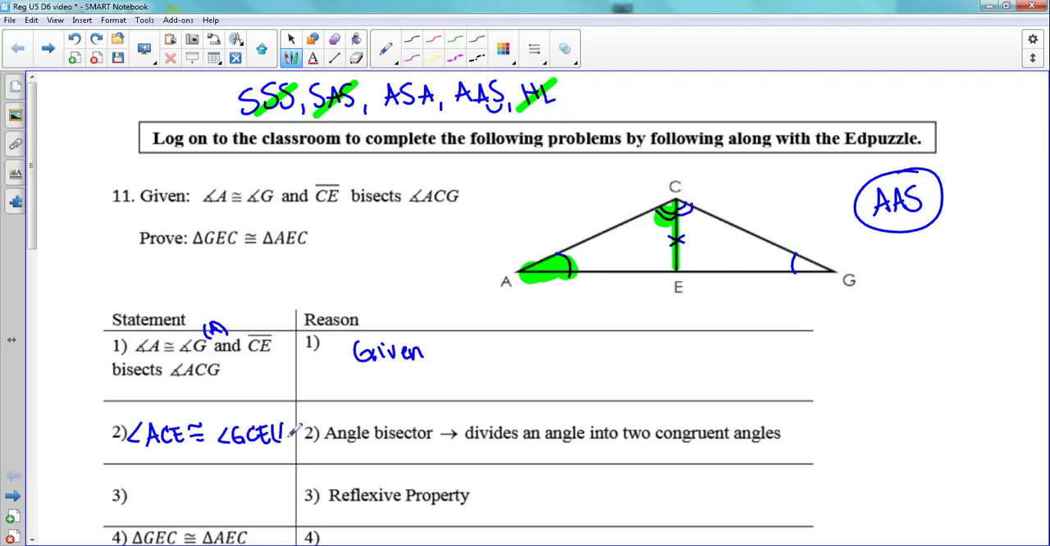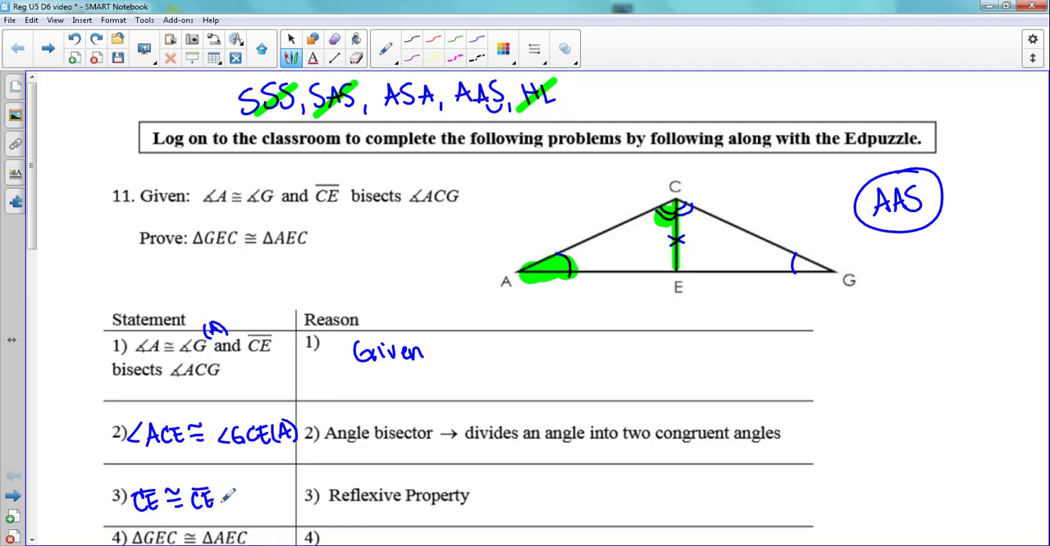And I like to put an A there so that I know I have a second angle. So now I have 2 angles. I know I'm proving this by angle, angle, side, so I have one more congruent statement, and it's going to be about sides. Remember, CE is a shared side between these 2 triangles we're trying to prove are congruent. So I'm simply going to write that CE is congruent to CE.